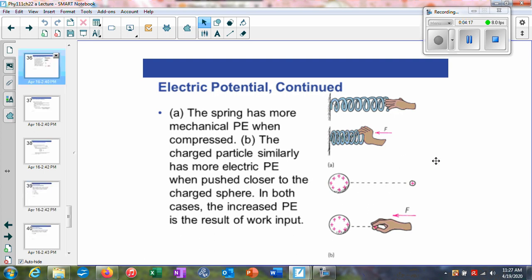So remember, unlike gravity, these electric fields can be either attractive or repulsive. Gravity is just attractive. So if we're looking at this spring and we're looking at this little charge that I'm putting some work into, I have to generate a force to move it against the field. In both cases, that increased potential energy is going to be because I put work in.